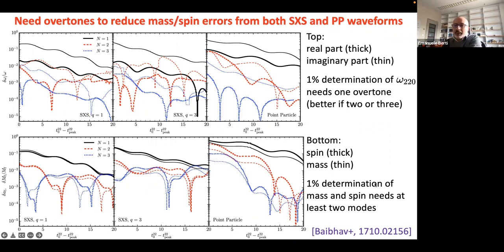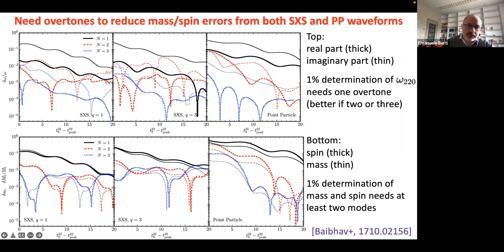And we wrote a paper back in 2017 with my student Vishal Baibhav, where we said, can you recover the mass and the spin, or even the frequency and the damping time of the fundamental mode, if you fit the waveform by a single mode as was done by LIGO? The answer is no. So let me explain what you're looking at here. We take a numerical relativity waveform, state-of-the-art waveforms computed by the Caltech group, and then we try to recover the real and imaginary part of the fundamental mode by fitting only one damped exponential to the numerical relativity waveform.